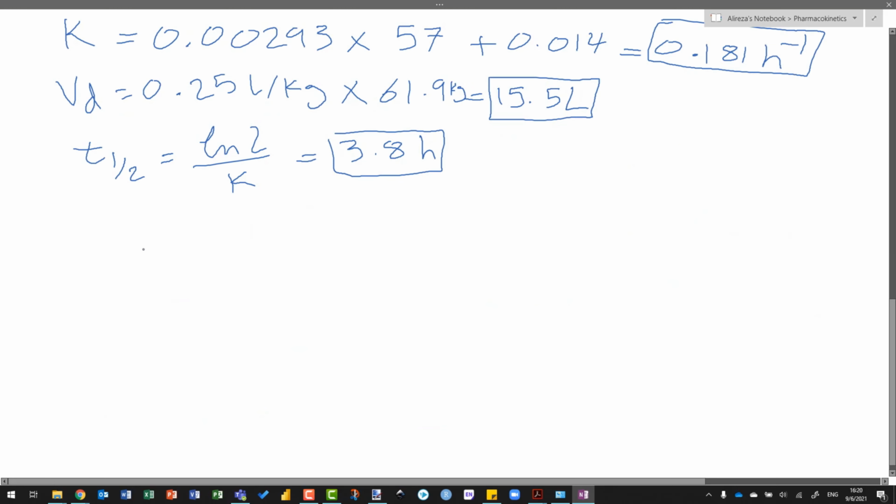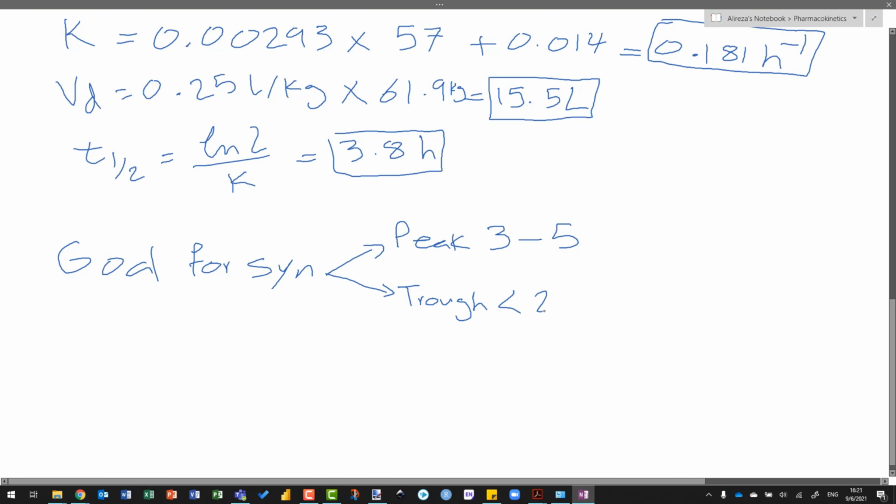Now, before we make any calculations for dose and frequency, make sure that we are using the correct goal for synergy. For synergy, it's recommended to have a peak of 3 to 5 for efficacy, and for safety you want a trough to be less than 2 for gentamicin specifically. To make calculations easy, I'm just going to use 4 right in the middle for the peak, and for trough I'm going to go for 1. You can go lower than 1, for example 0.5, but you just increase the risk of making an error when you punch this in your calculator.